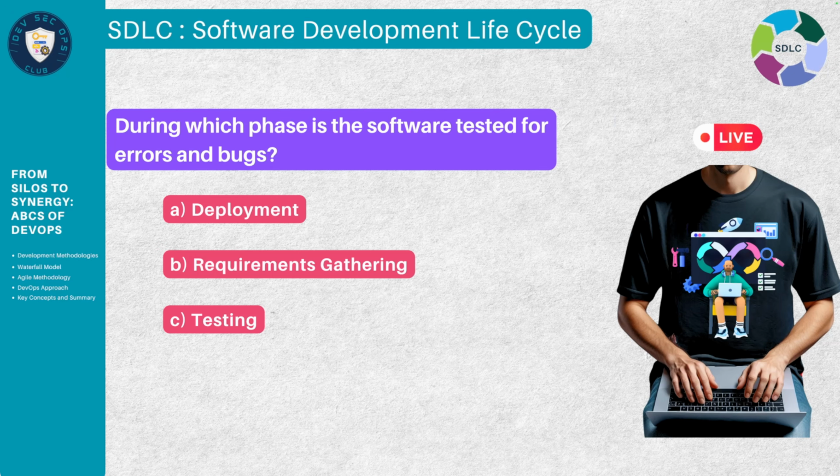Then we have: during which phase is the software tested for errors and bugs? So during which phase we perform the testing. Option A deployment, option B requirement gathering, option C testing. Nice, Anish, Tarun, Rakesh. What about others? Okay, so let's see. Yes, thank you so much. After the implementation, the code is done, then we perform the testing in the testing phase.